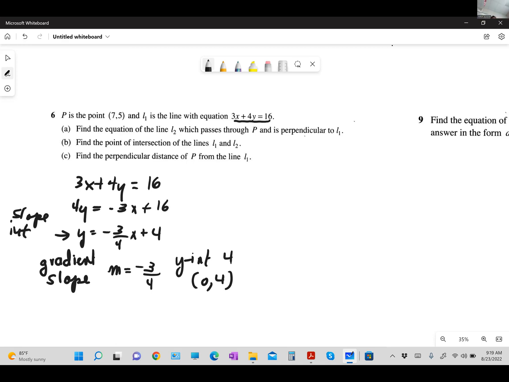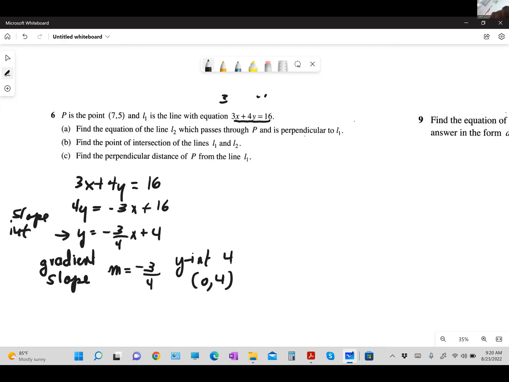Now, that point P, the point (7, 5), I got a feeling it doesn't lie on that line 1. If you would have substituted right here, 3 times 7 plus 4 times 5, it does not equal 16. It would never equal 16. So we know it's not on line 1. It's just a random point somewhere there. Okay, fair enough? So we don't have to tie into there.